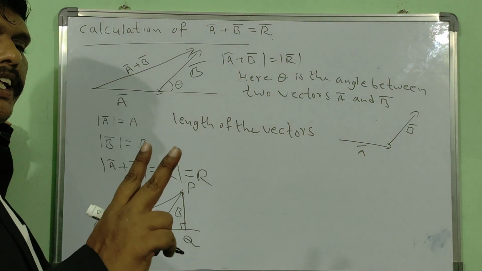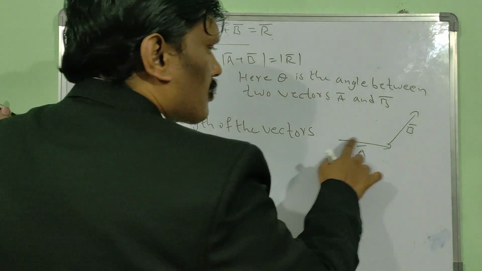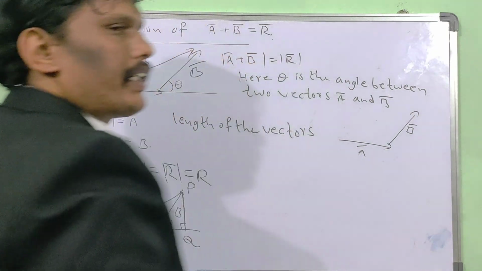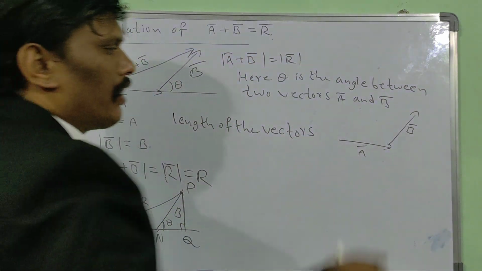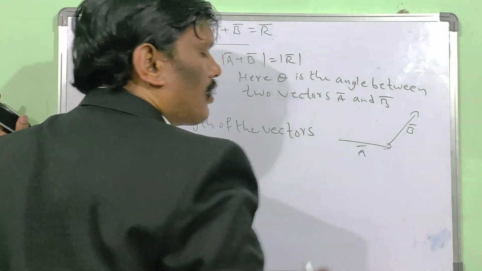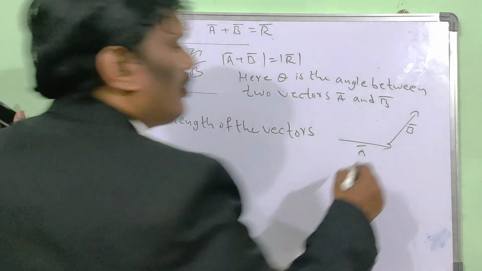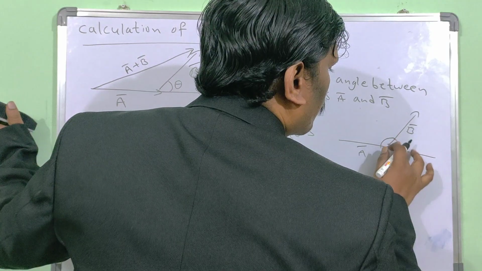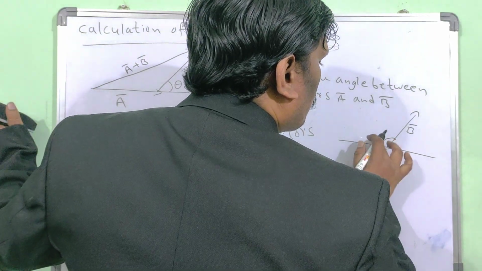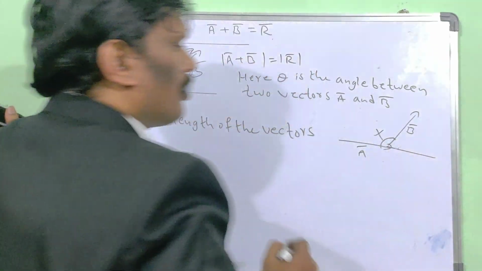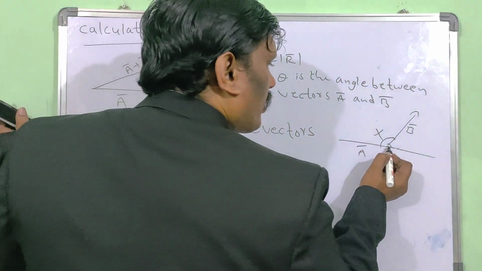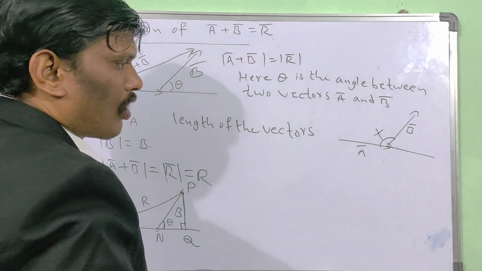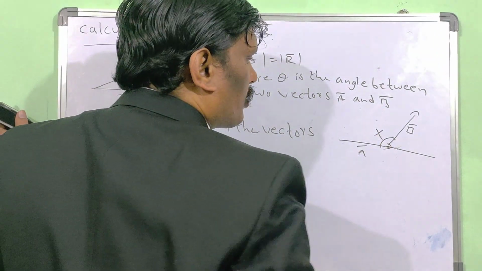One is that both the tails meet at one point. That means both the tails of the vectors meet at one point, or both the heads of the vectors meet at one point. But here, the head of one vector meets the tail of the other vector. Then this is not the angle between the two vectors, because the head of one vector meets the tail of the other vector.